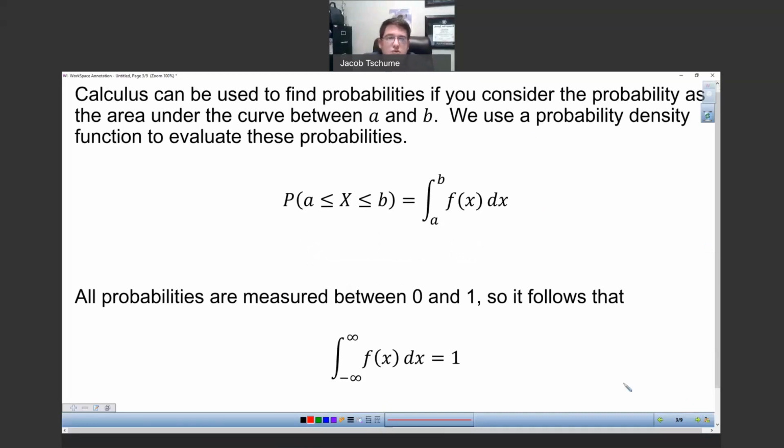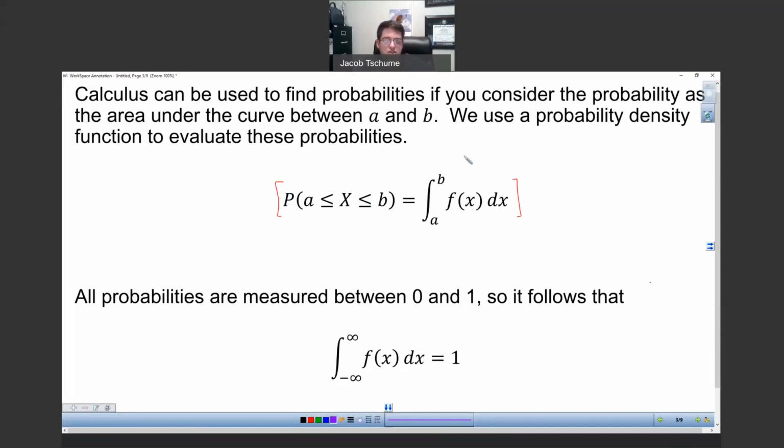So calculus can be used to find probabilities if we consider the probability as the area under the curve between a and b. Well, like we know, that's what integration is. Integrating the area under a curve is how we'll do this. We can use a probability density function to evaluate these probabilities. So the first thing that we can say is that the probability of something happening between an a time and a b time can be found by just integrating from a to b f of x dx.